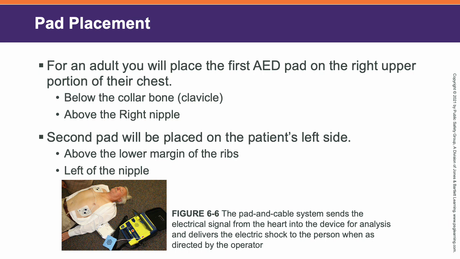The second pad is going to go on the left side of their chest. So on their left side, it's going to go above their lowest rib, the lower margin of their ribs, and to the left of the nipple. I might even add this is a little bit low. You could put this a little bit higher up into here on the side of the chest and you'd be just fine. That's where the pads go on an adult.